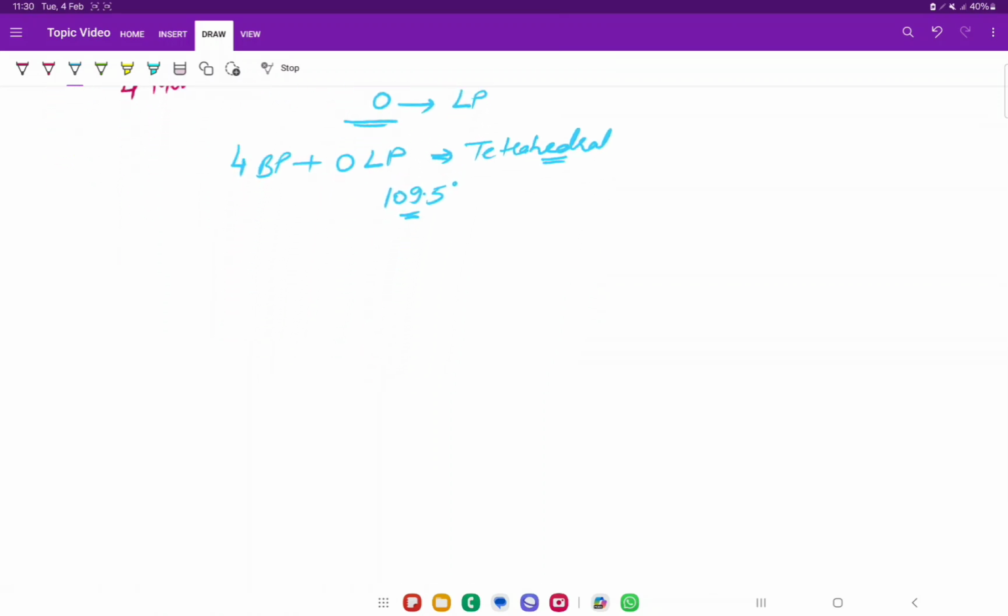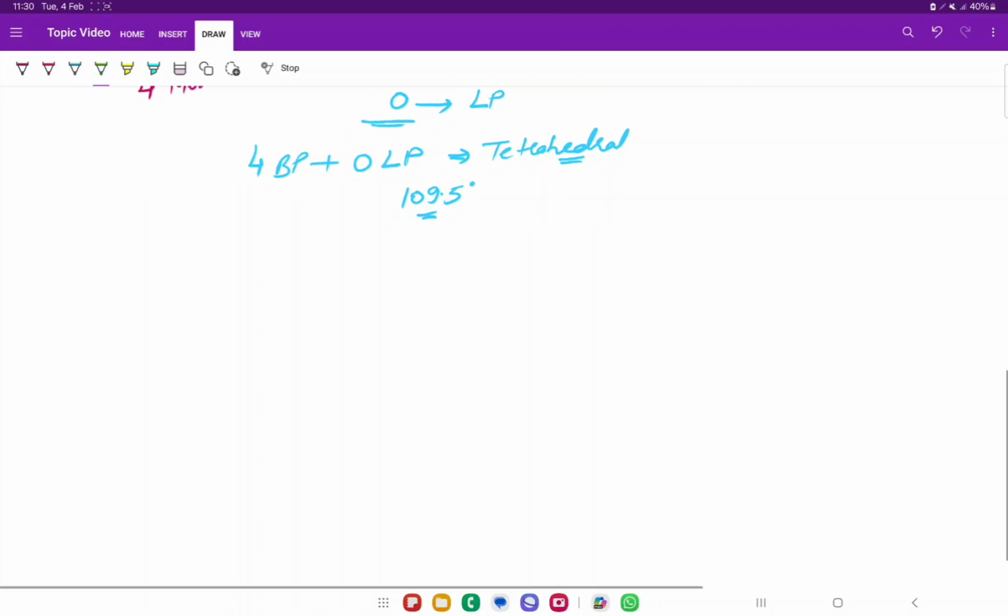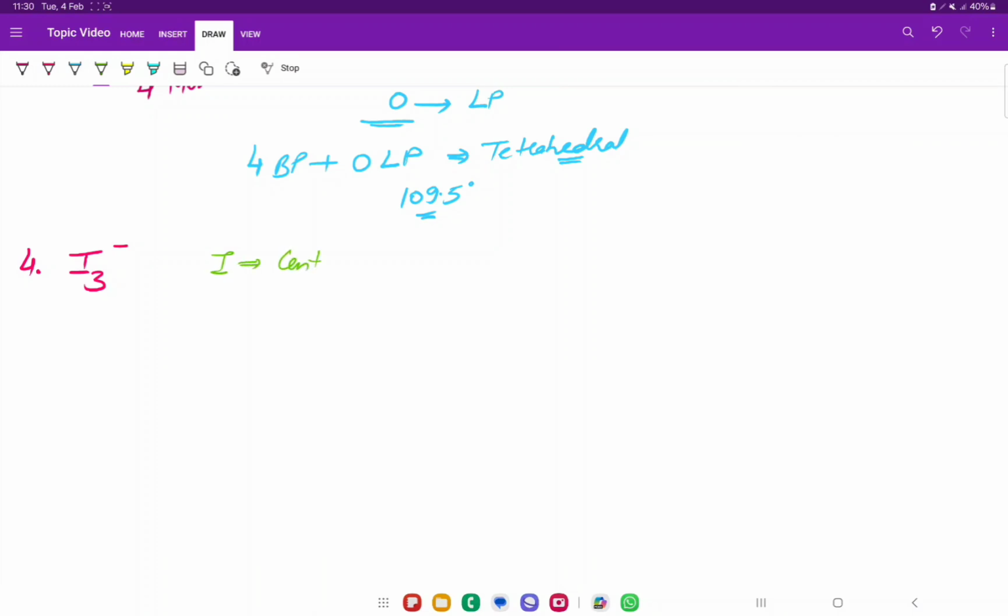Okay. Now the fourth molecule, one more example we do. Suppose molecule 4, which is the common example, I3 minus if they give you. In this case, it's again an anion. There are 3 iodine atoms. One of the iodine will be my central atom. Next, the remaining 2 will be surrounding. Central atom valence electrons are 7. Iodine has 7 valence electrons.